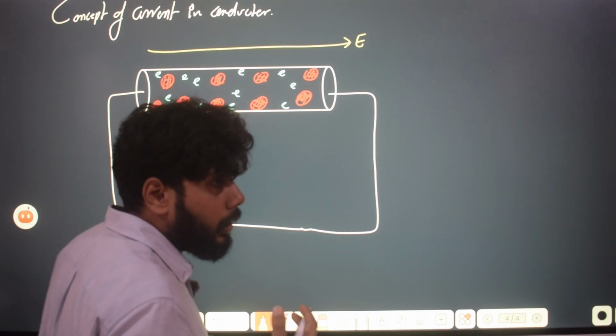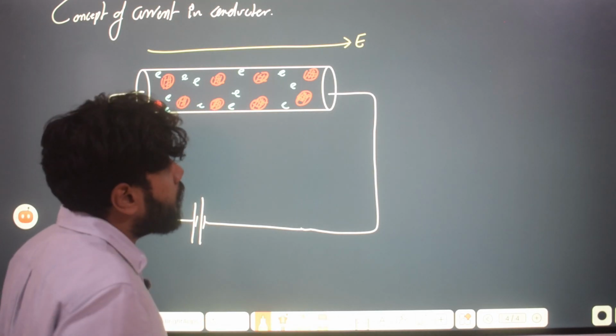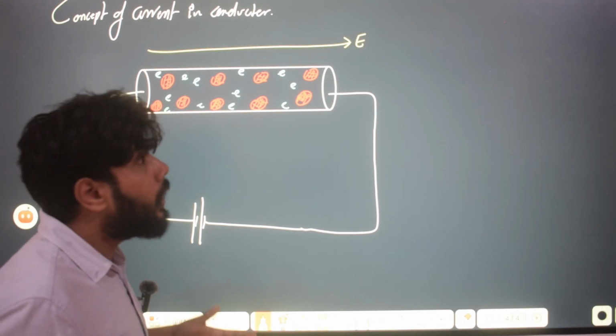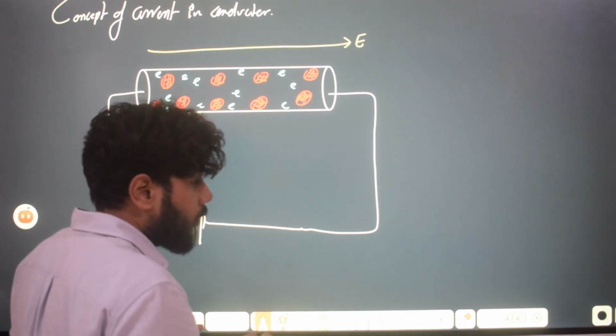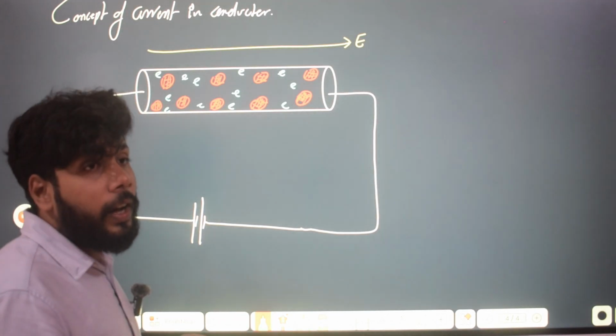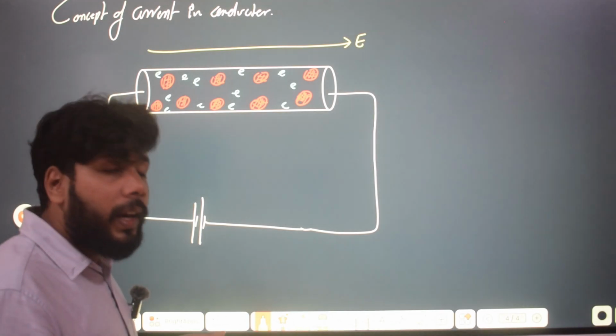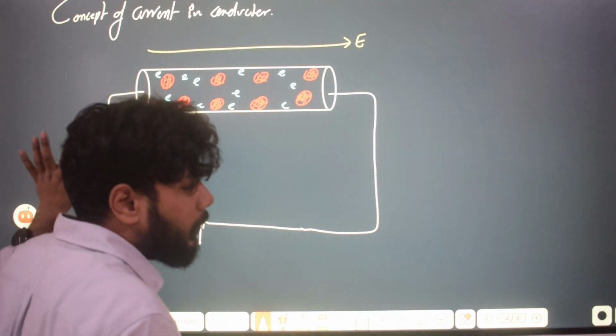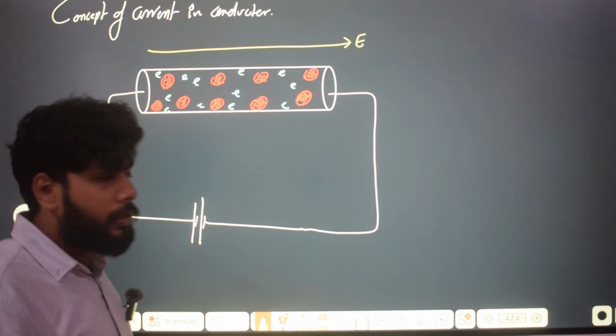Also, if you read physics in your higher classes, you will realize this electric field is not just due to the battery, it is also due to the conductor itself. And why is that? We will discuss maybe after the completion of the chapter. But for now, you can ignore that part. It is a concept of higher physics.